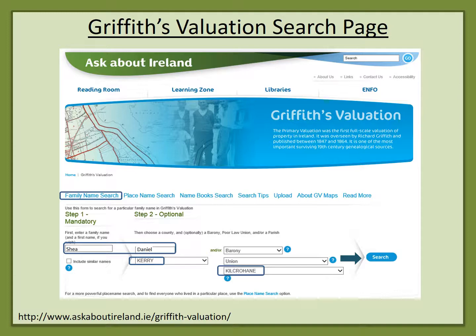As part of the Griffith's Valuation, surveyors were charged with determining a suitable English spelling for each place, as well as other significant details about locations. Also, correspondence concerning locations written during the survey was included in the name books. Prior to using this website, it would be advisable to become familiar with the information included under the tabs labeled Search Tips, About GV Maps, and Read More. Let's start with a family name search for Daniel Shea.